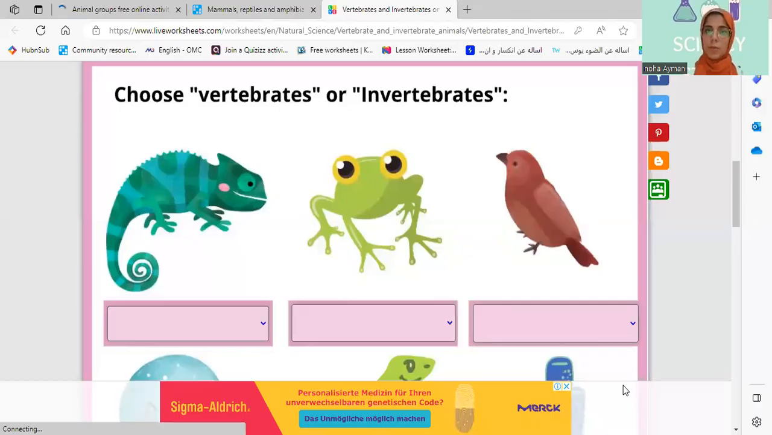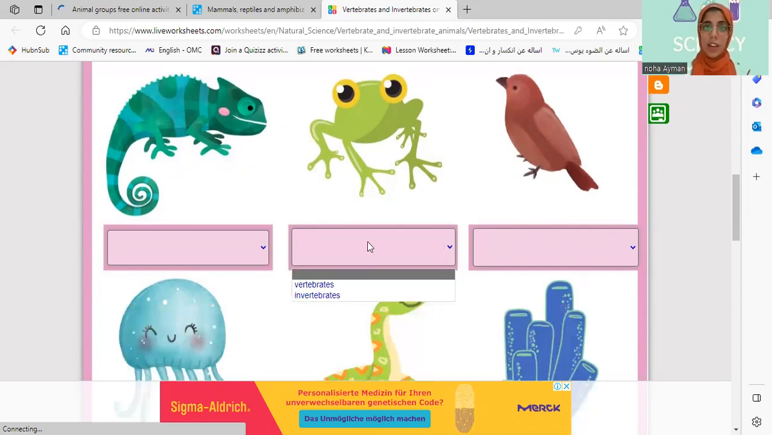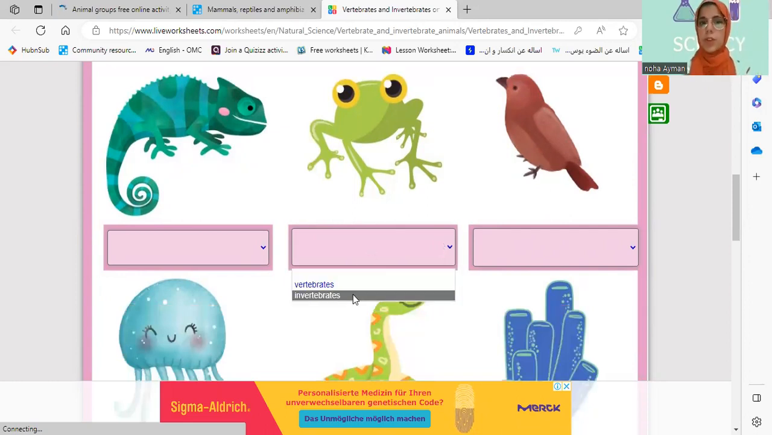Now we are going to have a small fun game. It's telling you to choose vertebrate or invertebrate. So let's go, for example, with Mr. Frog here. The frog, is it vertebrate or invertebrate? In another way, is the frog an animal with a backbone or no backbone? Well, the frog has a backbone.